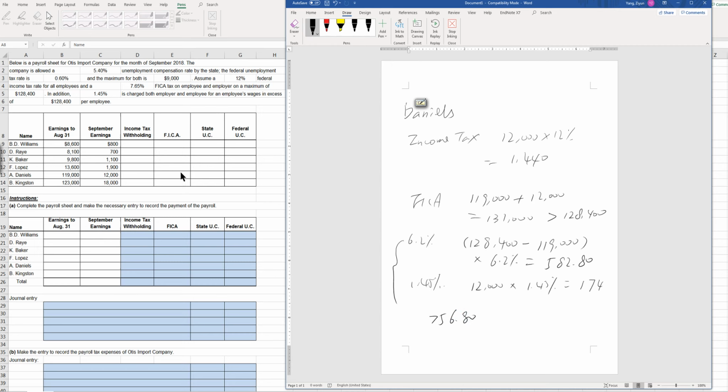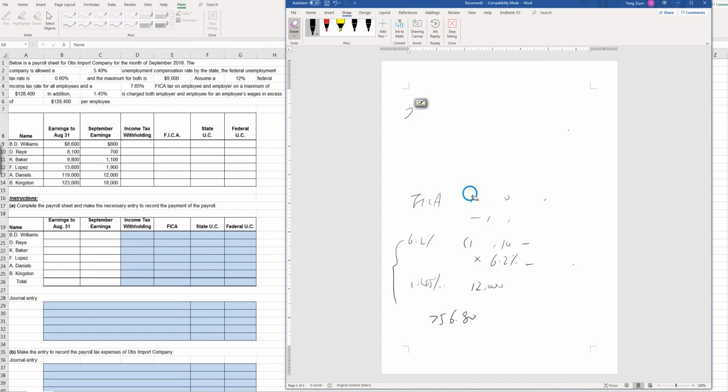Because the salary is pretty high, there's no more unemployment compensation tax for Daniels. For Kingston, we'll do the same thing. Once we calculate everything, we can have the total numbers, and we'll be ready to record a journal entry. So let's take a look at the journal entry we're going to make.